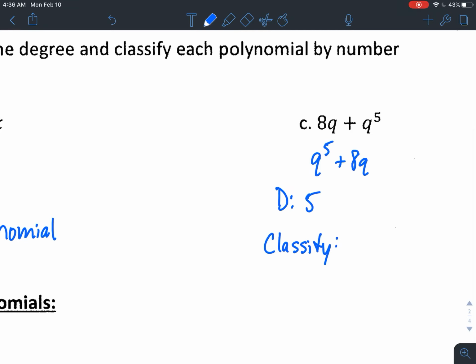Classifying it, there are 2 distinct terms, so we would call that a binomial.